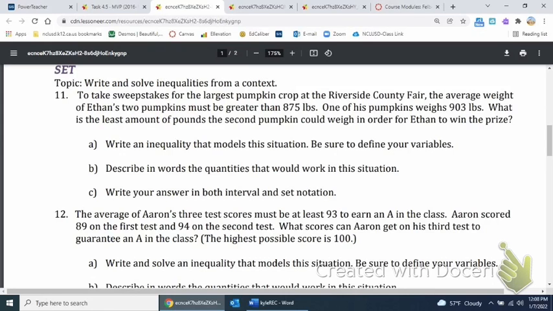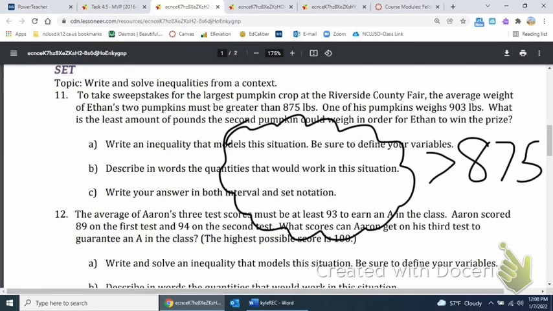So right away, I'm just thinking of the equation. The right side is going to look like that. There's going to be something over here that has to be greater than 875. So I already know that's going to be my sign, and that's going to be what's on the other side of it. Now we just have to figure out what goes in the bubble.